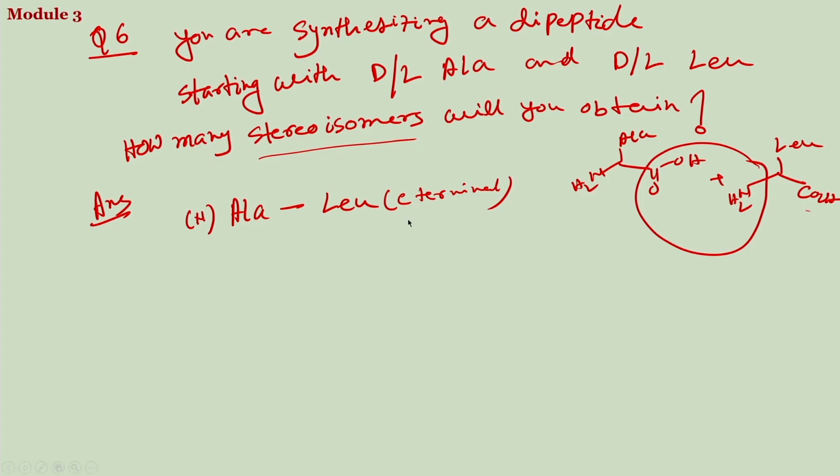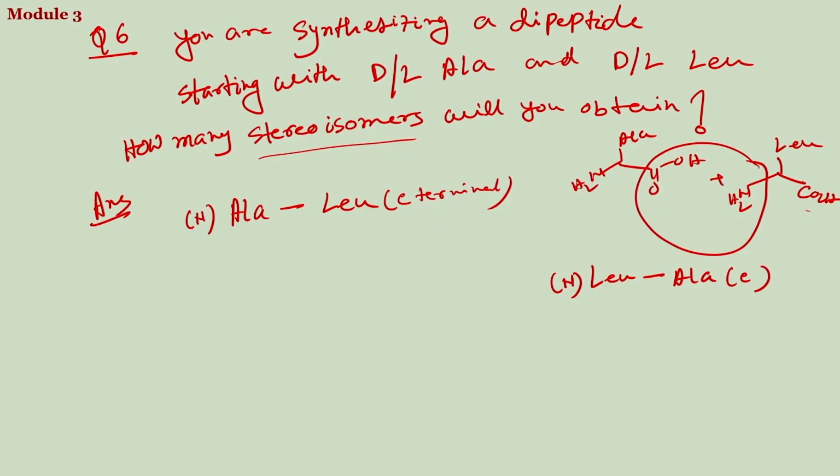Now, it can be the other way around also. So, one is this, the other one is leucine and alanine, which means the N-terminal is leucine and the C-terminal is alanine. So, these two are the dipeptide kinds that will be in your solution, in your product.